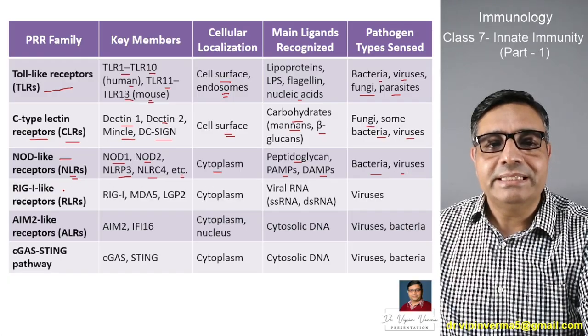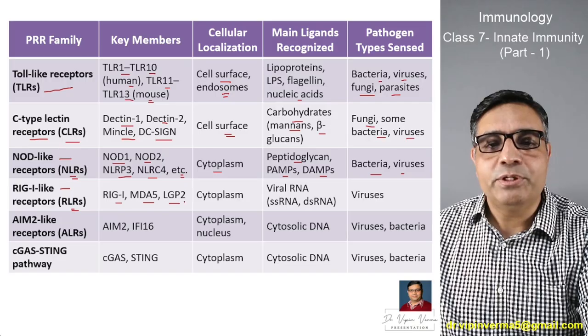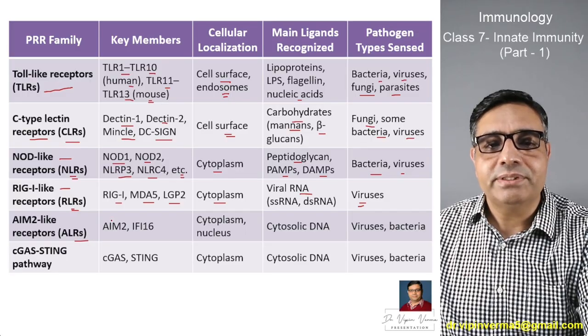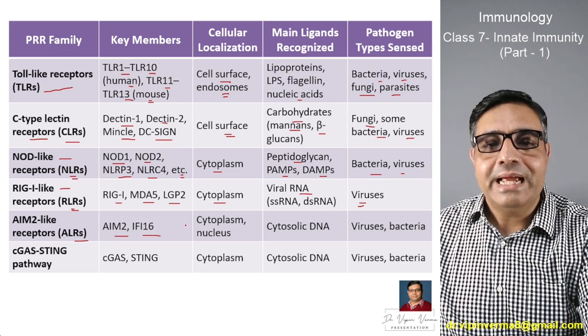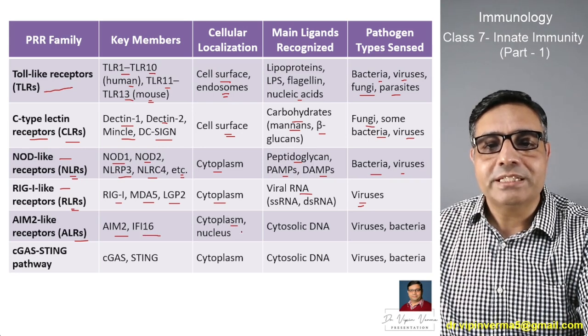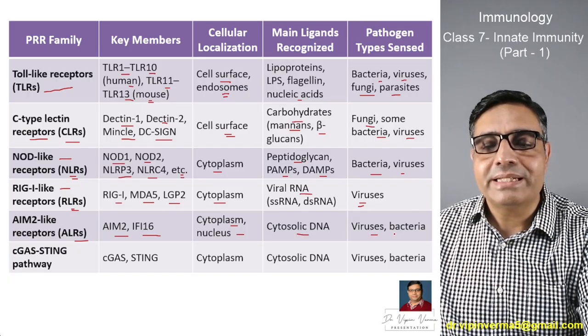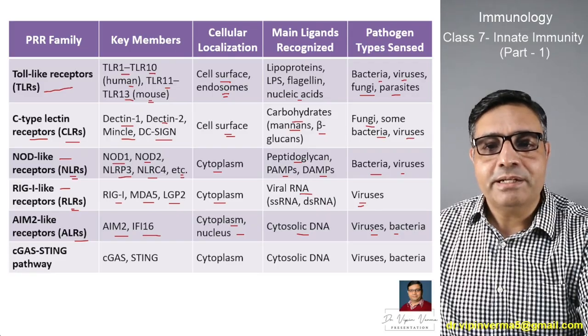Then another family is RIG-I like receptors, or RLRs. Examples are RIG-I, MDA5, and LGP2, and they are present in the cytoplasm and detect viral RNA. So viruses are their major targets. Then we have the ALRs, the AIM2 like receptors, and examples are AIM2 and IFI16. Their main location is the cytoplasm and the nucleus, and they detect cytosolic DNA. So viruses and bacteria are their main target pathogens.